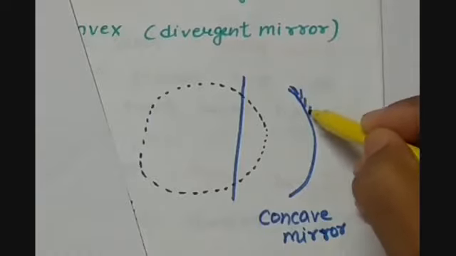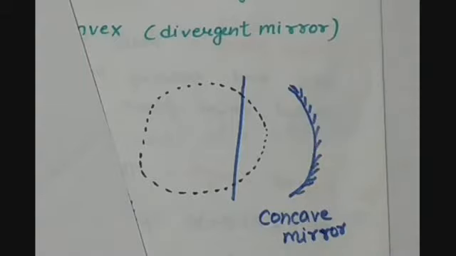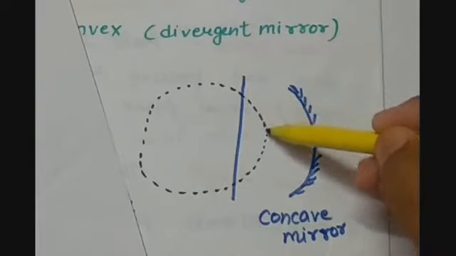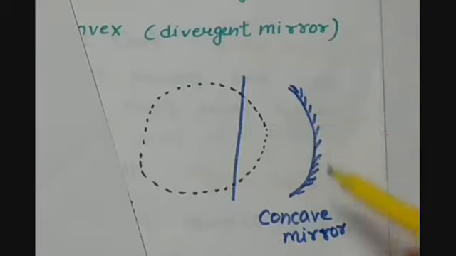So here with the dashed line I am showing that this part is not reflecting. So the inner part of this curved mirror is reflecting. You can also define concave mirror. That concave mirror is the part of the hollow sphere whose outer surface is silvered and inner surface, which is at the depression side, acts as a reflecting surface. So this is our concave mirror.